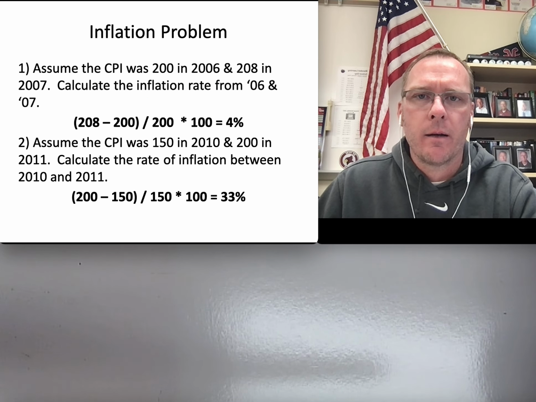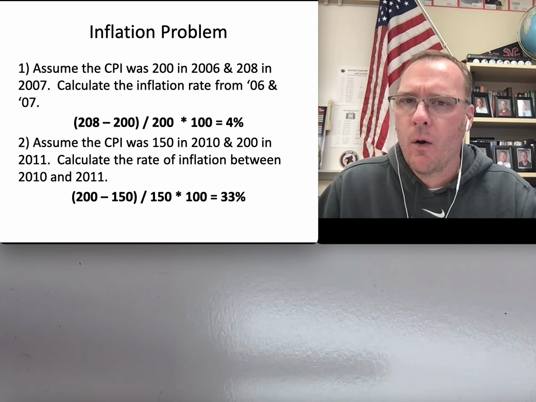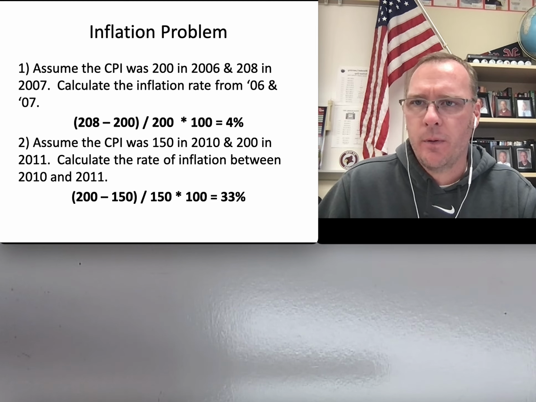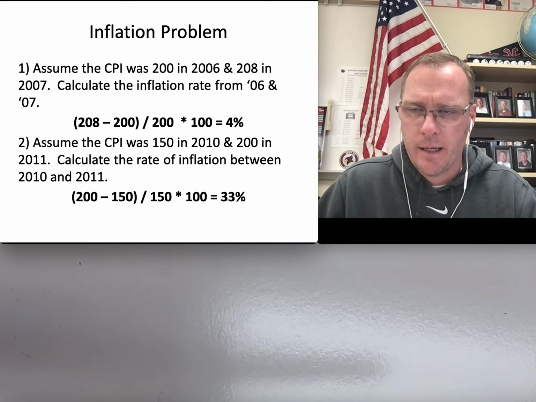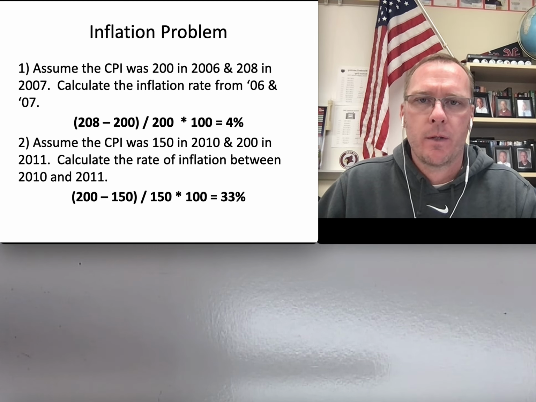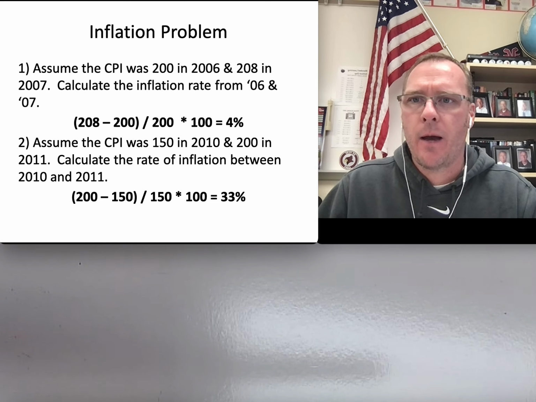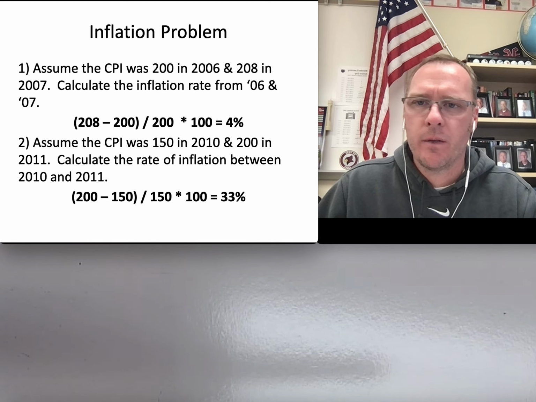Now, if we continue on, we can look at this inflation problem just to say, okay, do we know what we're doing here? So if I assume that CPI was 200 in 2006 and 208 in 2007, calculate the inflation rate from 06 to 07. Okay, I'm going to take my second one, 208 minus 200 over 200 times 100. It was 4%. Now, assume CPI was 150 in 2010 and 200 in 2011. What do you do? 200 minus 150 divided by 150 times 100, 33%.